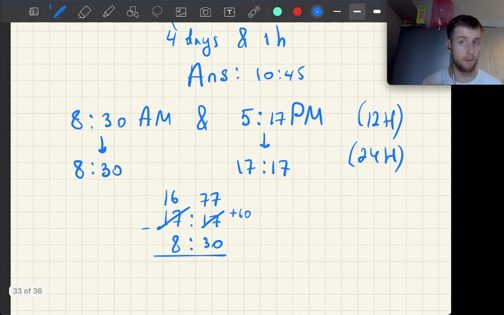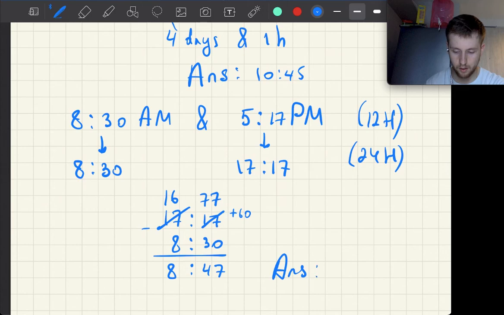So just remember, the system is not the same as decimal. When you borrow 1 hour, you don't get 10 minutes, you get 60 minutes in this case. And now we can subtract them. So we do 77 minus 30 is 47, and 16 minus 8 is 8. So the answer would be 8 hours, 47 minutes is the time interval between 8:30 a.m. and 5:17 p.m. Okay, I think that's it for this topic. Have a nice day, everyone.